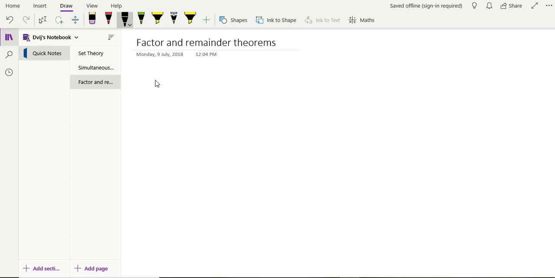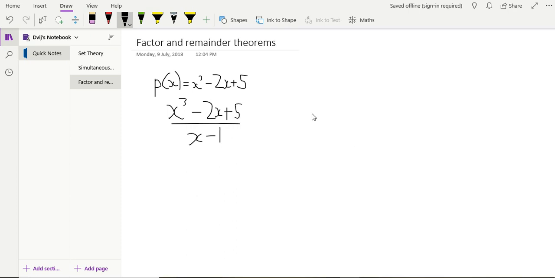So let's suppose I have some function, p of x equals, let's say, x cubed minus 2x plus 5. Okay, so how do we find the remainder that a linear factor would give if we divided this function by that factor? So let's say we divided this function, x cubed minus 2x plus 5, by, let's say, x minus 1.